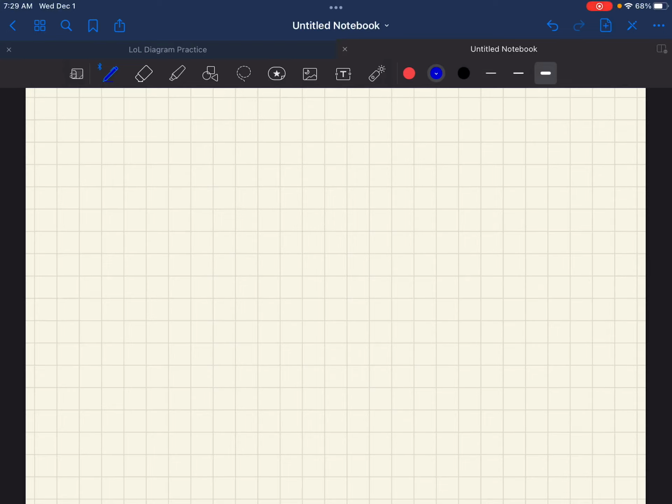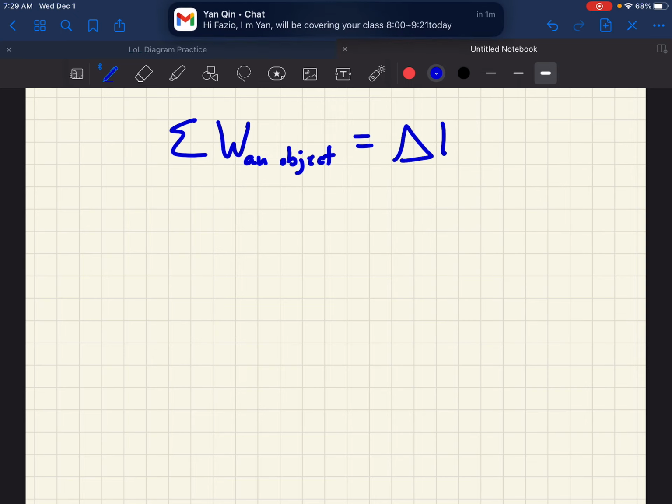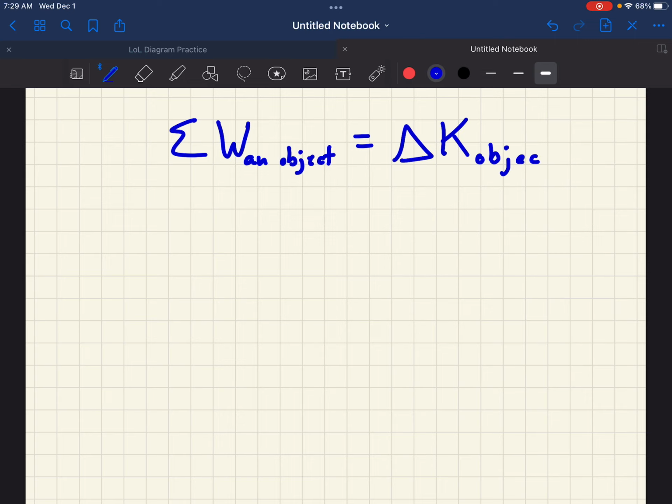All right, so I wanted to take a minute to revise our work energy principle. So up until now, we have been writing the work energy principle like this, right? The net work on an object has to be equal to the change in kinetic energy of that object. However, this was only when we were defining our system as a single object.